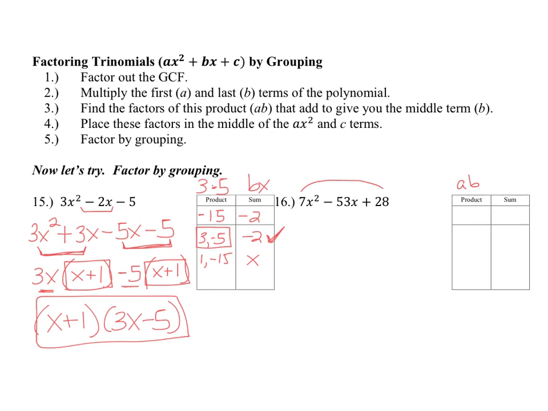This is going to give us a bigger number, so it might be useful to just have a calculator, right? Pull out Desmos or get a graphing calculator from me, but just have a calculator. 7 times 28 is 196, so I'm going to put 196 here. What I'm looking for are two things that multiply to give me 196, but add to give me the middle number, which is negative 53.